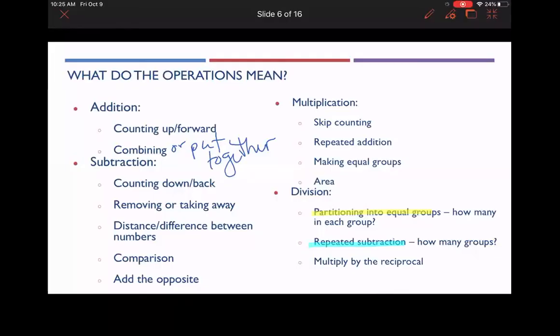So now let's check out subtraction. Here's a list of all the ways we can think about it. Counting down, counting back. Again, we can use the number line to show that. Removing or taking away. The distance or difference between numbers. Again, we can see that on the number line. Comparison. And when we get into positives and negatives, we can understand it as add the opposite.